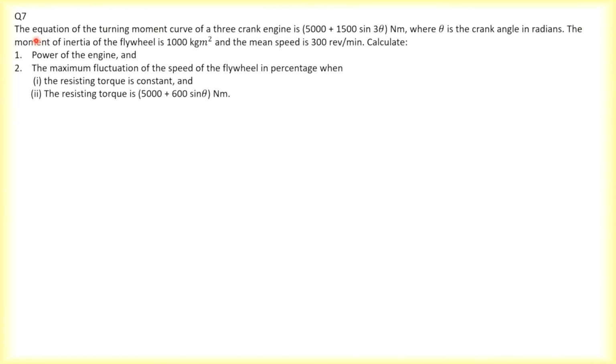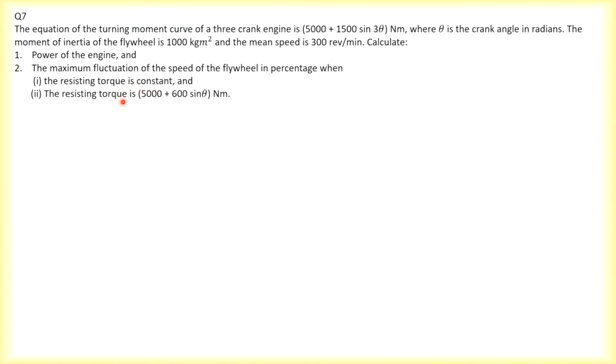Now, let us refer to the last example here. The equation of the turning moment curve of a 3-crank engine is 5,000 plus 1,500 sine 3 theta, where theta is a crank angle in radians, and the moment of inertia of the flywheel is given as 1,000 kg meter square, and the mean speed is 300 revolutions per minute. Now, calculate, part 1, the power of the engine. And part 2 is the maximum fluctuation of speed of the flywheel in percentage when the resisting torque is constant.